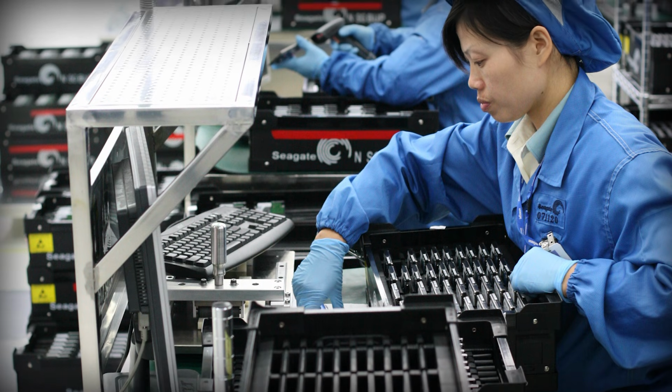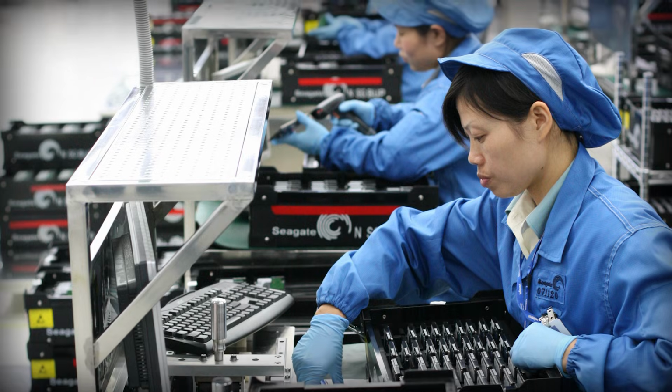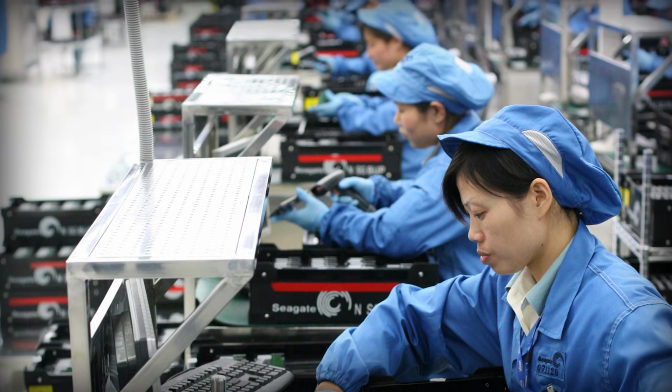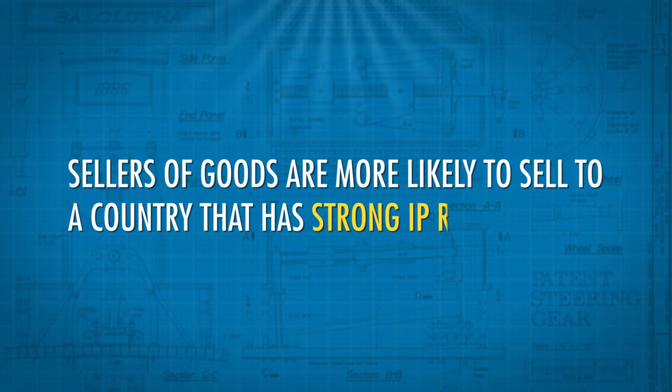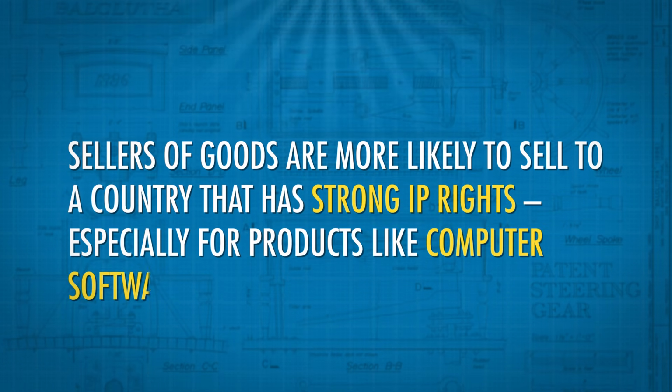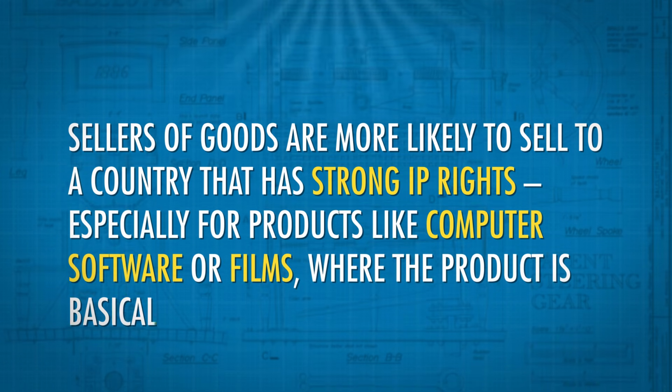China. Legal reforms have facilitated and expanded economic exchanges, and IP rights play a significant role in all channels of international trade. Sellers of goods are more likely to sell to a country that has strong IP rights, especially for products like computer software or films, where the product is basically pure IP. Beyond this, technological advances mean that someone might be watching this right now in Antarctica, and to that person I say, do you really have the bandwidth in Antarctica to watch Crash Course? In any case, borders and distance mean less and less in a digitized world.